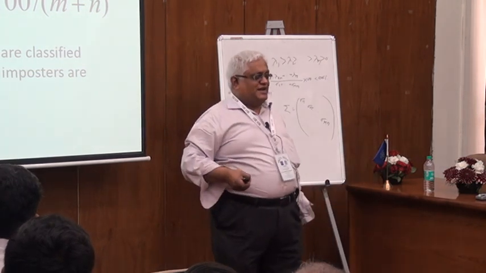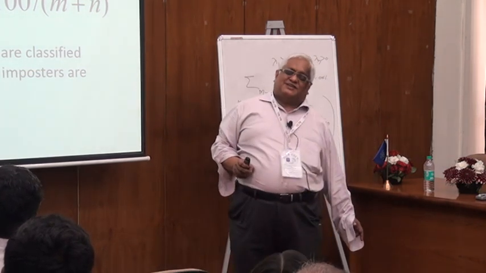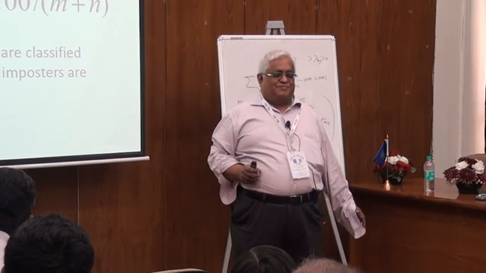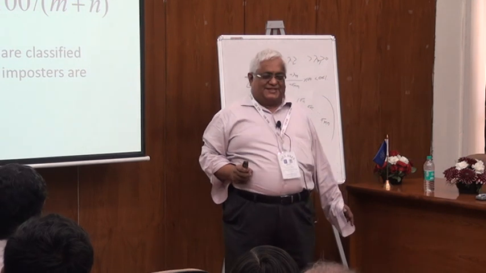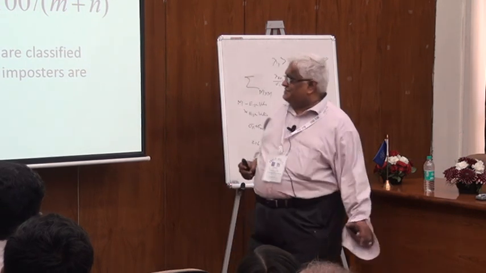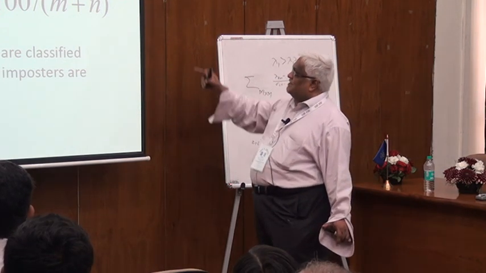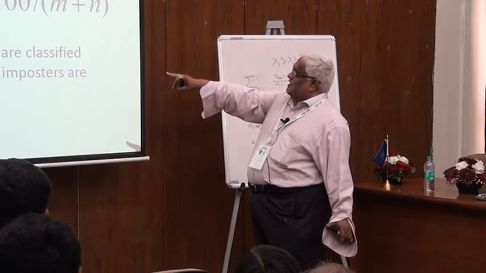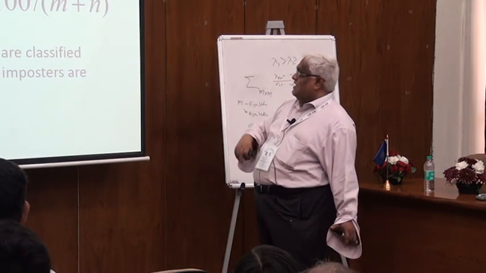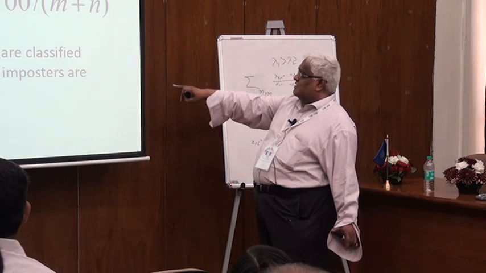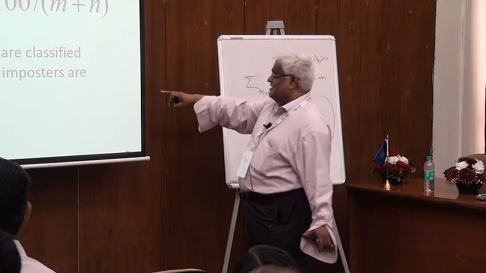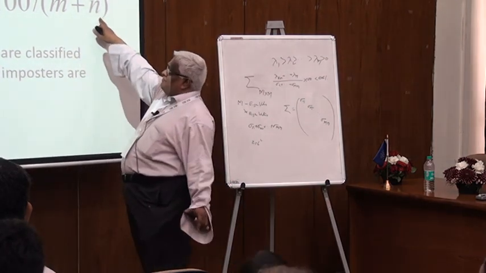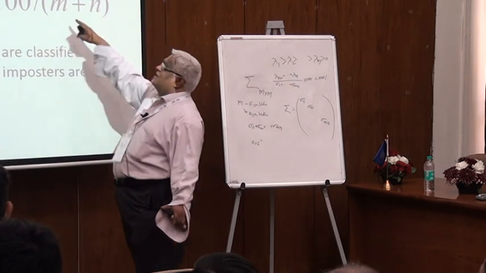If the imposter is classified as imposter and the client is classified as client, that's fine. If a client is classified as imposter or an imposter is classified as client, then that is misclassification. So the correct recognition rate is: M1 out of M clients are classified correctly, and N minus N1 out of N imposters are classified correctly. So these are all correct classifications.